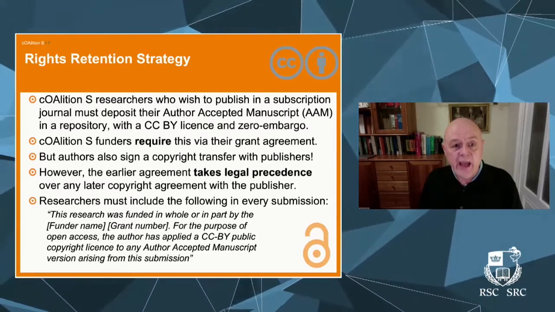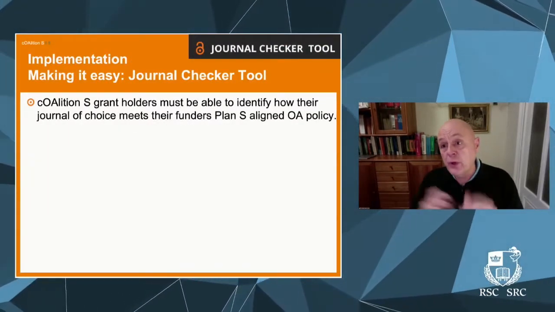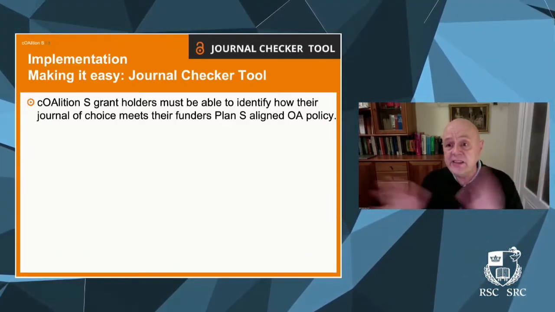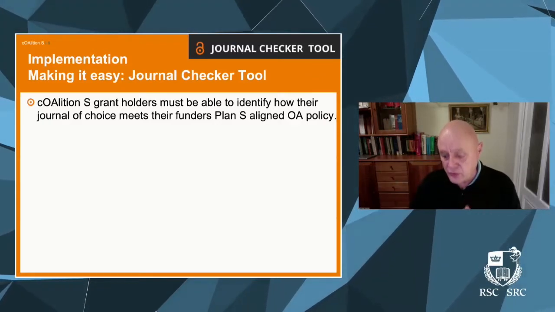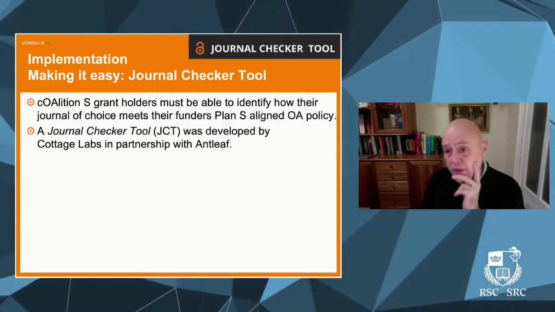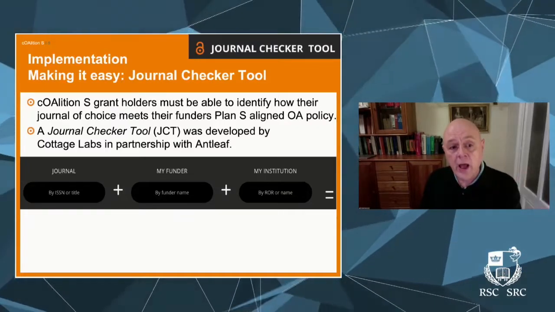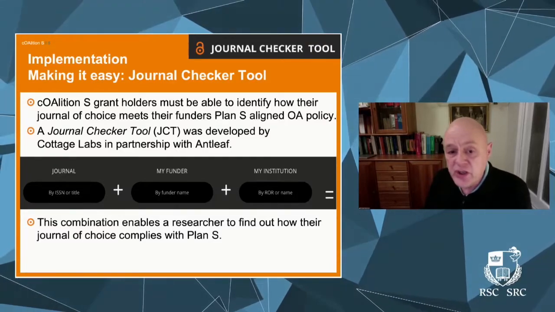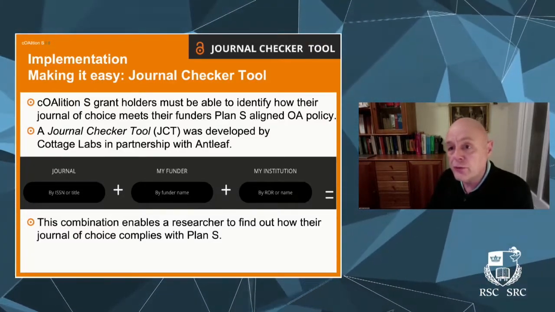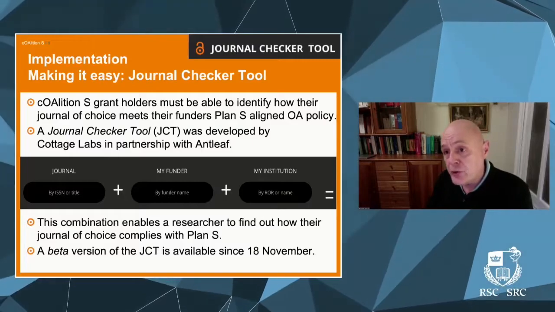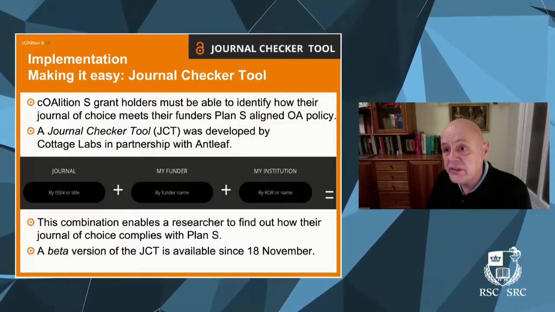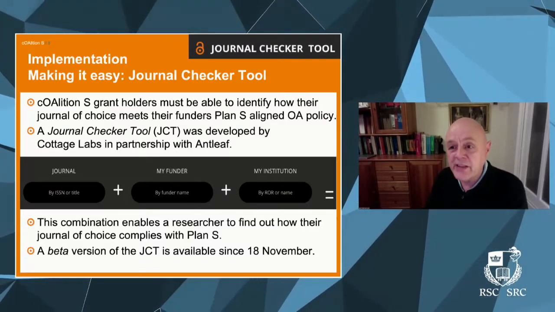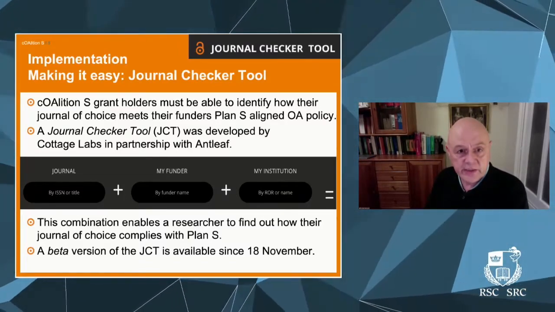So this is what we ask. Now, of course, Coalition S grant holders must be able to identify how their journal of choice meets these different policies, right, these three routes. And that's why we have developed a journal checker tool. This journal checker tool allows a researcher to type in their journal, their funder, and their institution. And the combination enables a researcher to find out how the journal of choice complies with Quelles. A better version of that journal checker tool is now available since 18 November, and I invite you to check it out. It's really very cool. I mean, it's amazing that we were able to do this in 6 months.